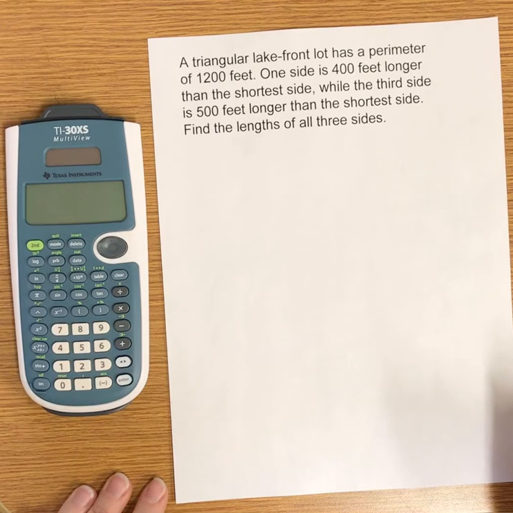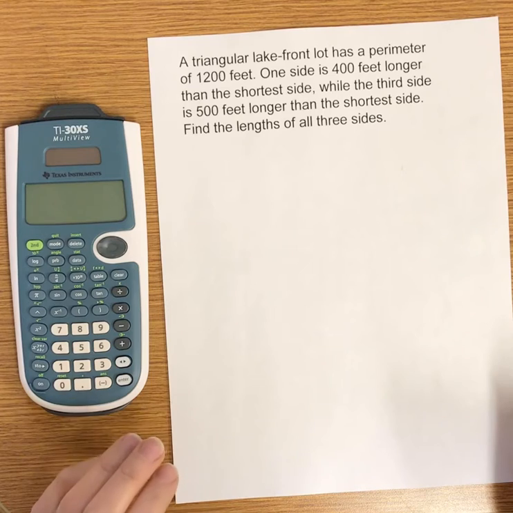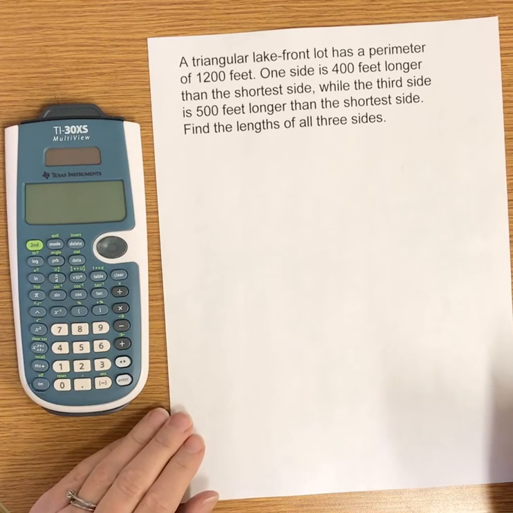A triangular lakefront lot has a perimeter of 1,200 feet. One side is 400 feet longer than the shortest side, while the third side is 500 feet longer than the shortest side. Find the lengths of all three sides.